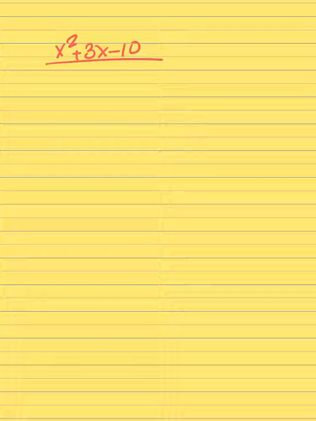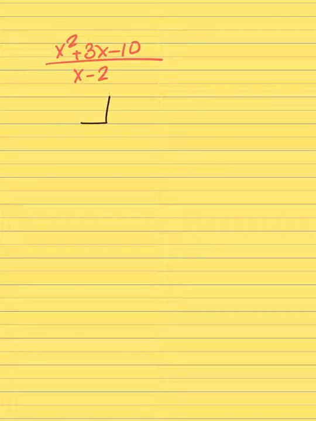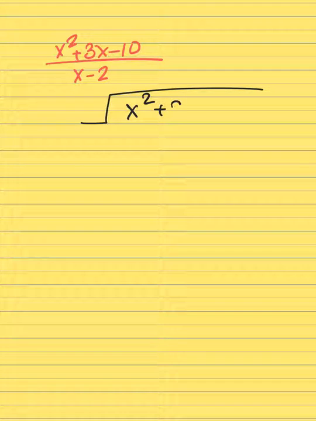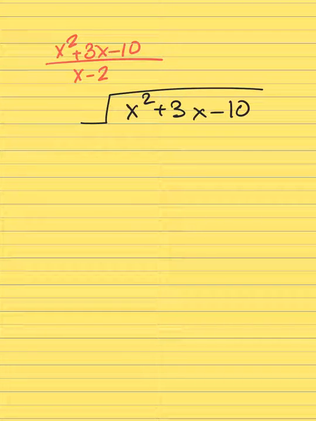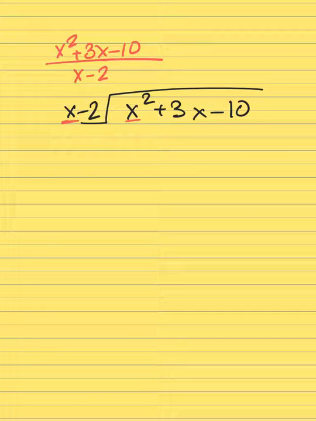So, for example, if I had said, hey, do x squared plus 3x minus 10 divided by x minus 2. So if we set this up, I'm going to have x squared plus 3x minus 10 in here, and I'm going to divide it by x minus 2. I'm looking at the x and the x squared. What am I multiplying x by to get x squared? Well, I'd multiply by x, because x times x is x squared. So then I'll put it above the x spot.